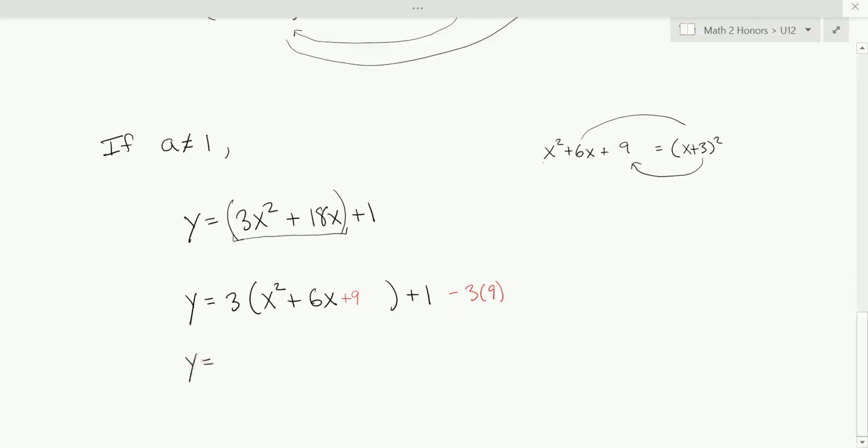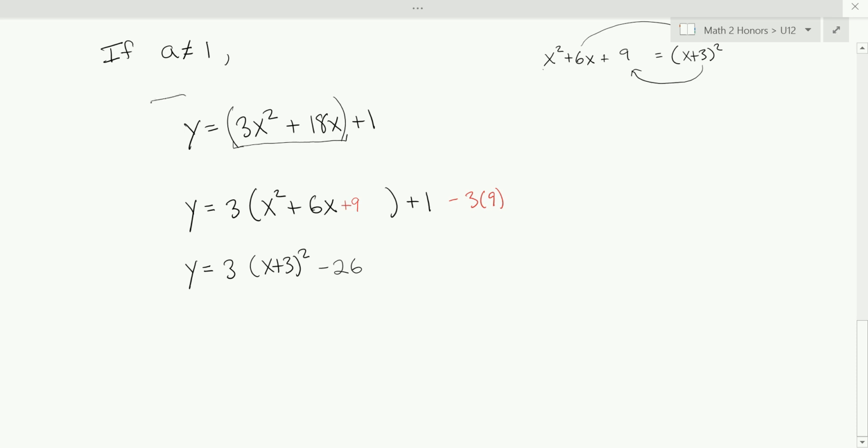So pretty much done because this is going to be 3. We know the part in parentheses factors to x plus 3 squared. And then 1 minus 3 times 9. Well, 3 times 9 is 27, so 1 minus 27 is negative 26. And now we've gone from standard form to vertex form. Let's try that one more time.